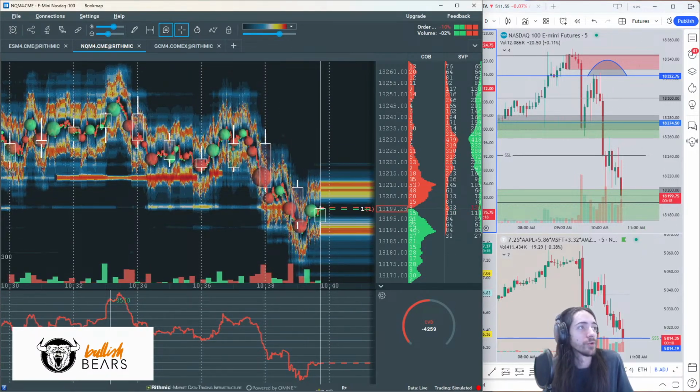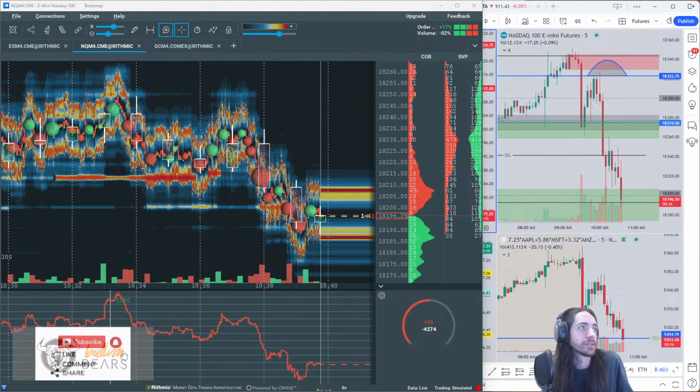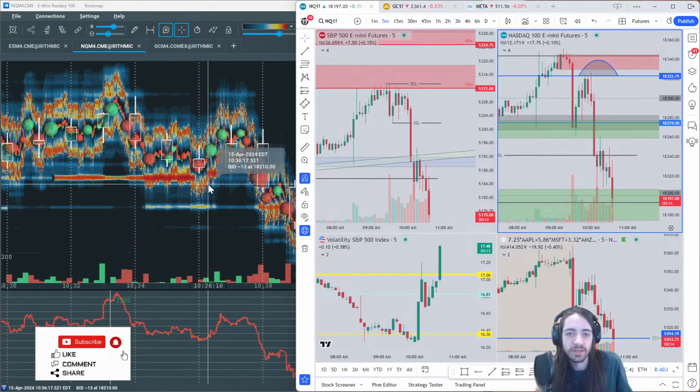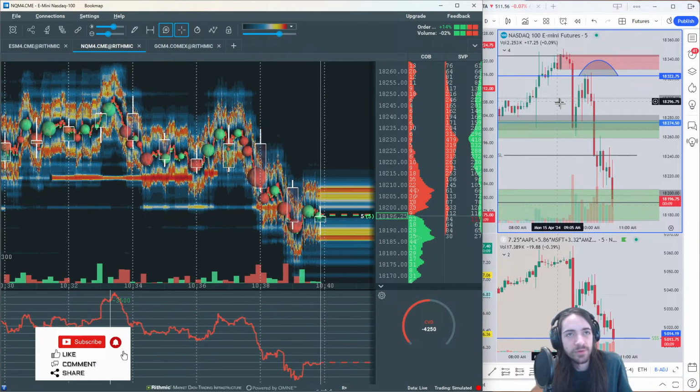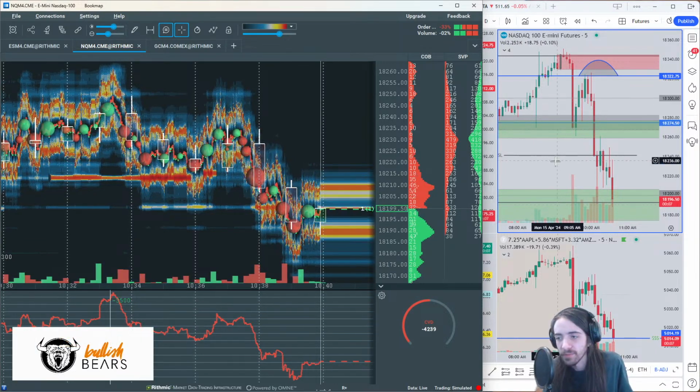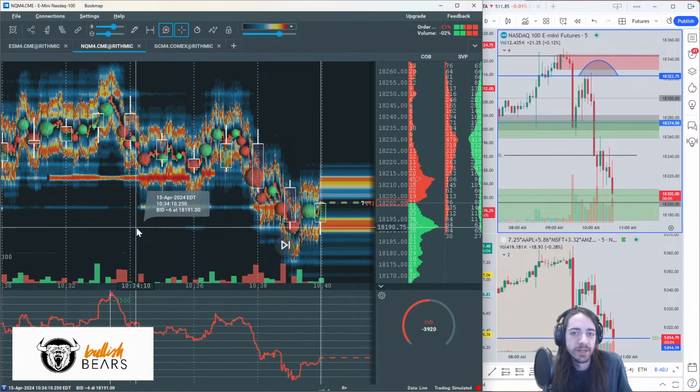The broker that I use is Tradovate. Sorry, too many questions. I use Tradovate. This is Bookmap. This is TradingView. TOS, sometimes I'll bring up to show us some order flow.